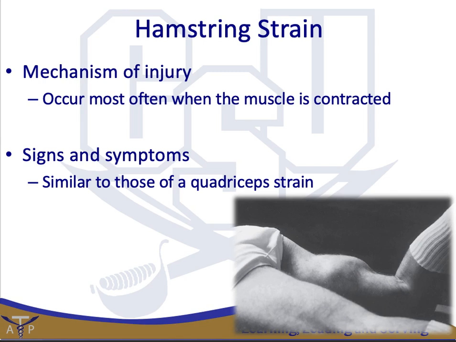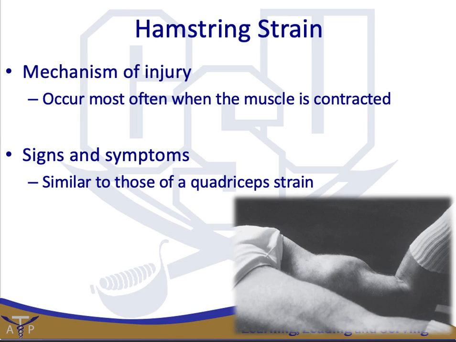Another common mechanism is when there's a muscle imbalance between the quadriceps and hamstring groups, as well as high velocity activities such as running and jumping. Another thing that predisposes an athlete to a hamstring strain is that inflexible hamstrings or a prior hamstring strain may also make them more at risk for a hamstring strain.